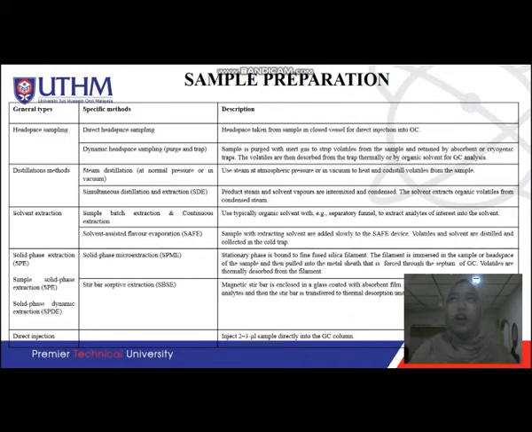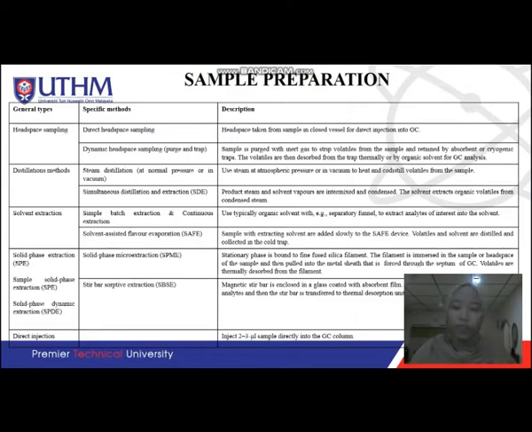Meanwhile, the dynamic method involves the purge and trap process, in which the sample is purged with gas and then retained by the absorbent or cryogenic traps. For the distillation method, there are 2 types, which are steam distillation and simultaneous distillation and extraction. Steam distillation uses steam at atmospheric pressure or in vacuum to heat and cold distill volatiles from the sample. While in SDE, steam and solvent vapors will be intermixed and condensed.